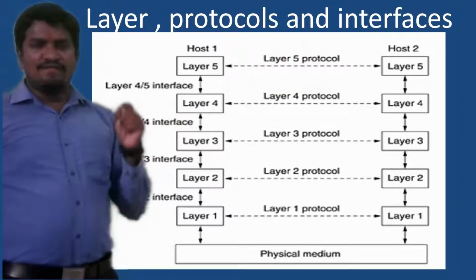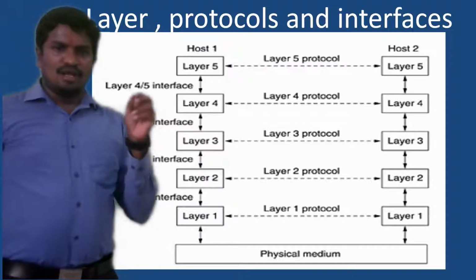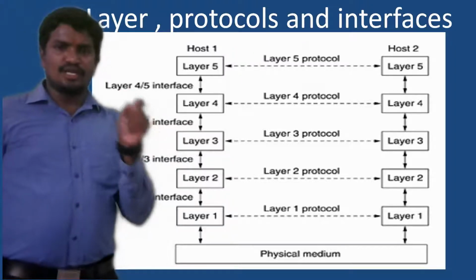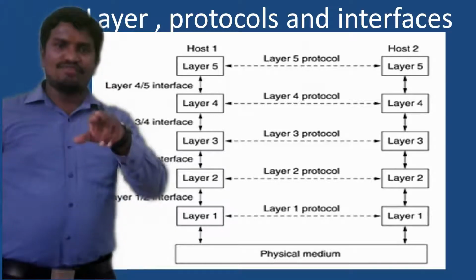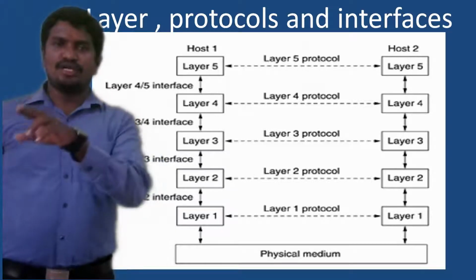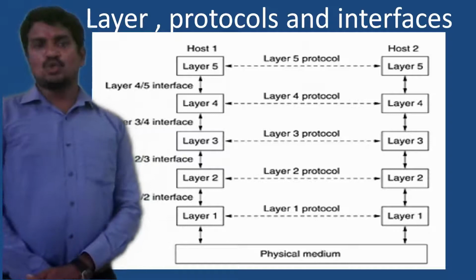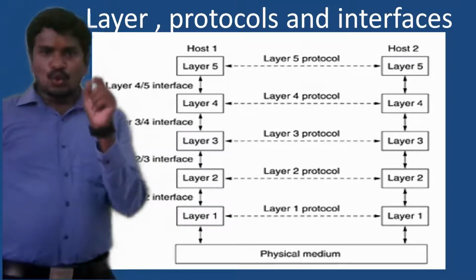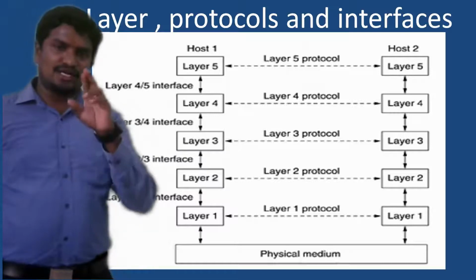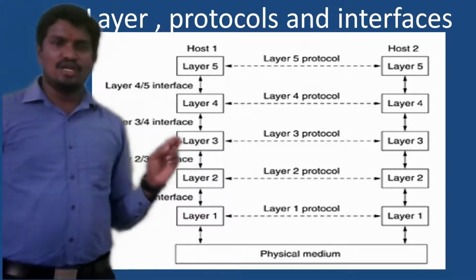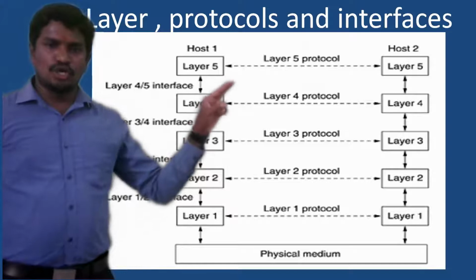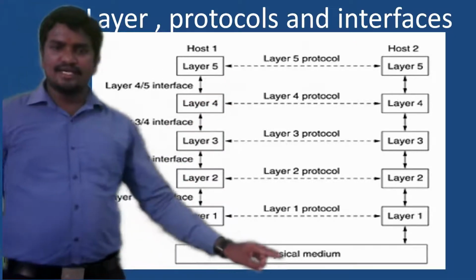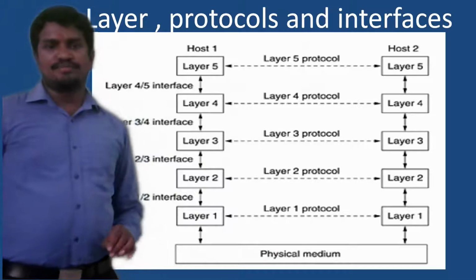Now, for every host we take, layer 5 of host 1 is communicating with layer 5 of host 2. This way, the hosts are communicating. That communication we call a virtual communication. But if you observe the solid lines, these solid lines give you the exact data transfer.